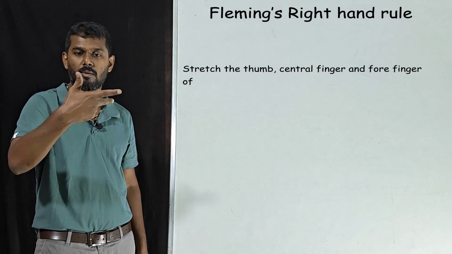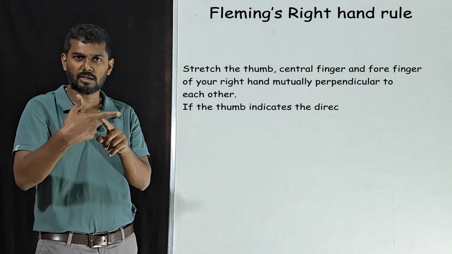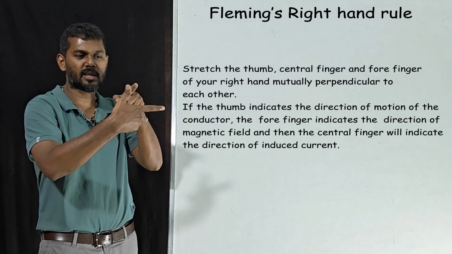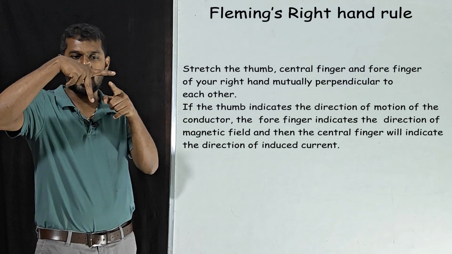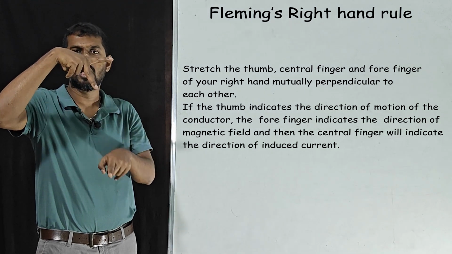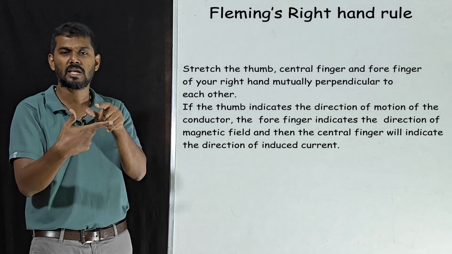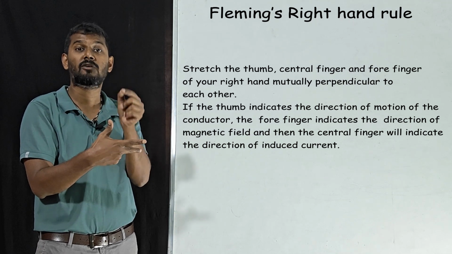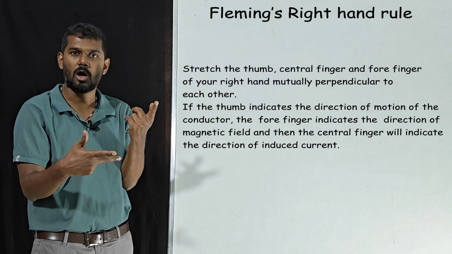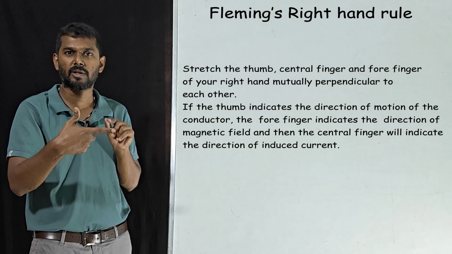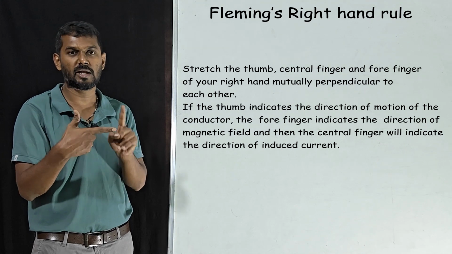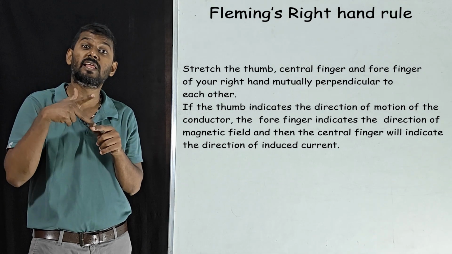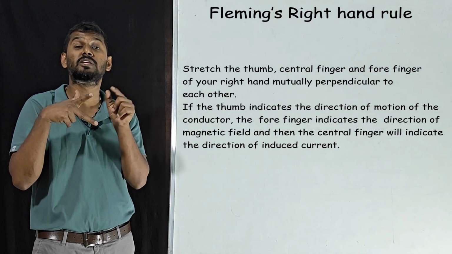Stretch your thumb, forefinger and middle finger of your right hand and hold them mutually perpendicular to each other. See, this thumb is perpendicular to the forefinger and the forefinger is perpendicular to the middle finger. Now we'll assign what these fingers represent. The thumb indicates the direction of motion of conductor, that is nothing but force. The forefinger represents the direction of magnetic field. The middle finger represents the direction of induced current or induced EMF.